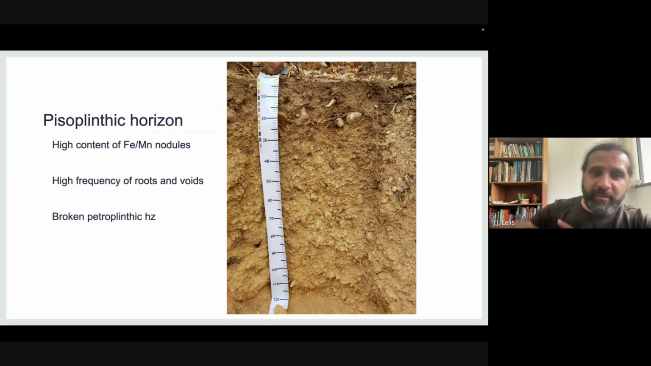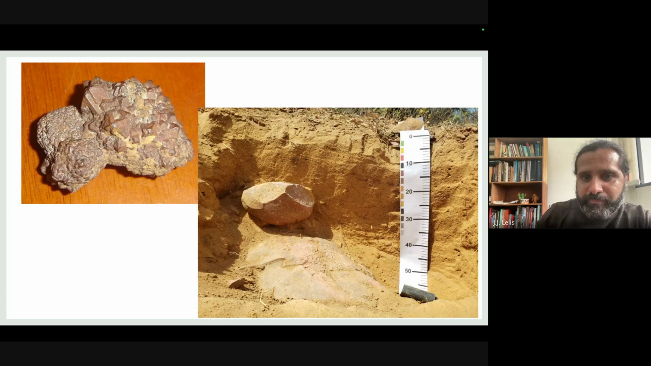And we also have the pisoplinthic horizon. The pisoplinthic horizon is formed by the destruction of a petroplinthic horizon or because of an incipient or low cementation, okay? So I still register a high content of iron and manganese nodules that are quite difficult to break, but now they cannot form a continuous layer. So I cannot see a continuous layer like this, which expresses that I don't have space enough for roots to grow through this horizon.